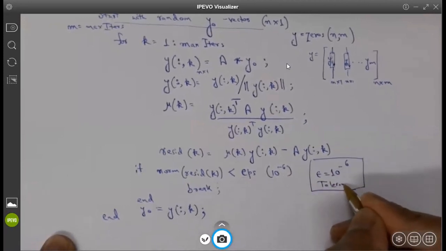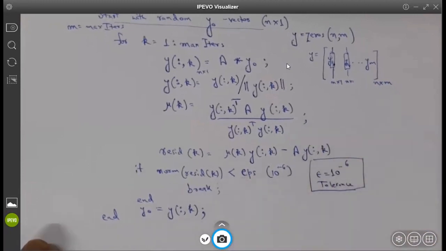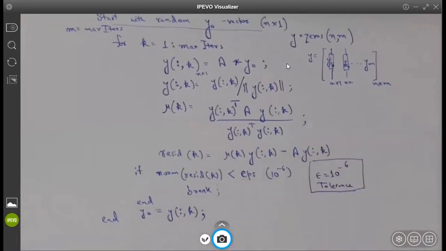Let me know if you guys are with me on this algorithm. That's what I'm trying to explain. Yeah, I understand everything so far. If there are any questions, please let me know. I'll try to explain again.